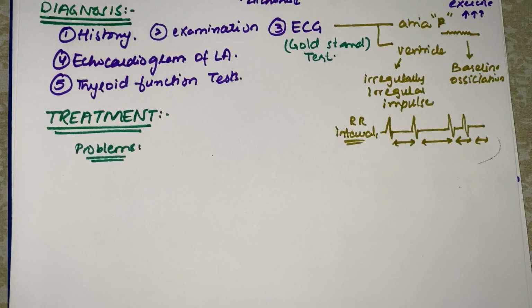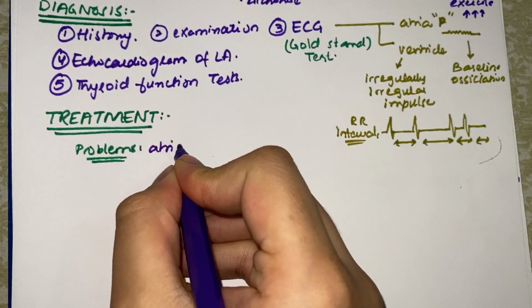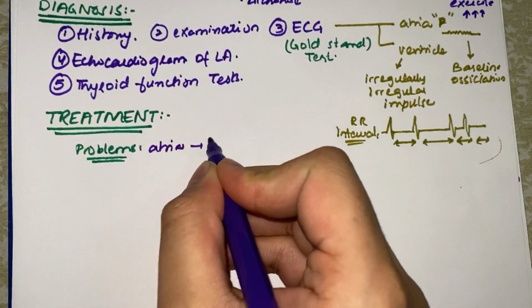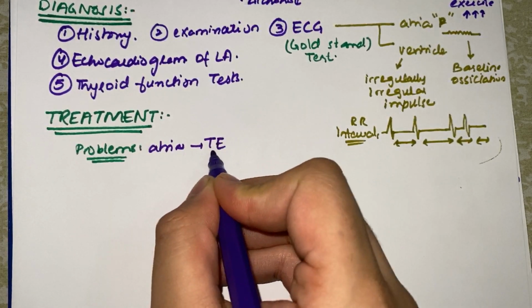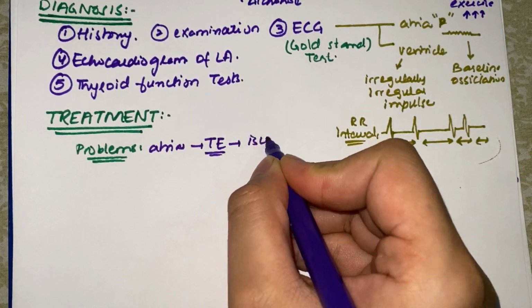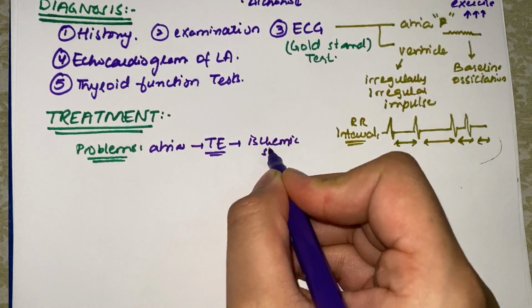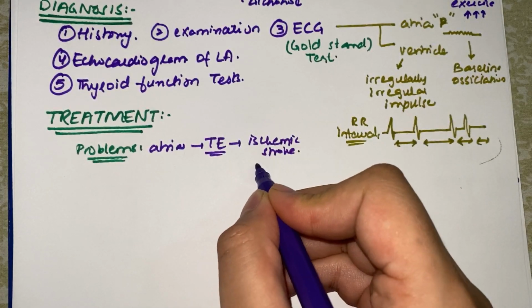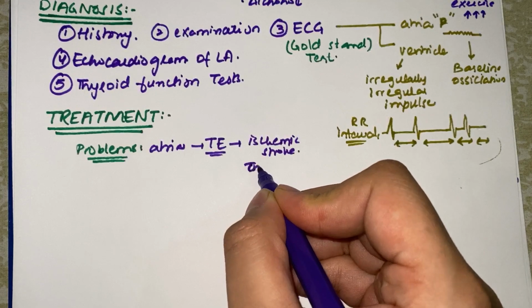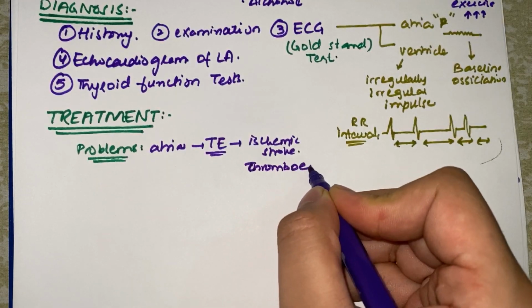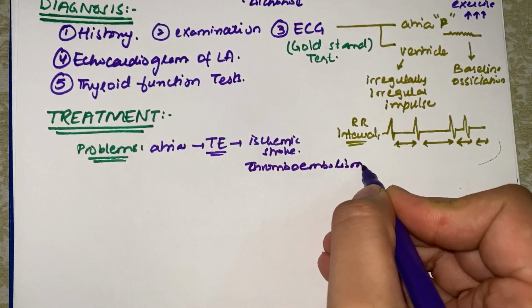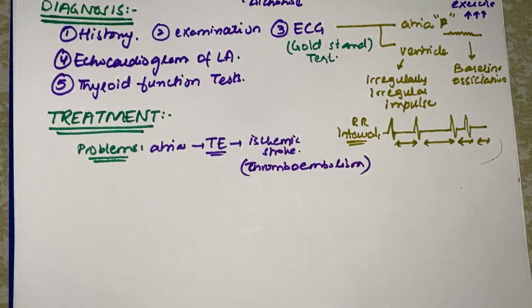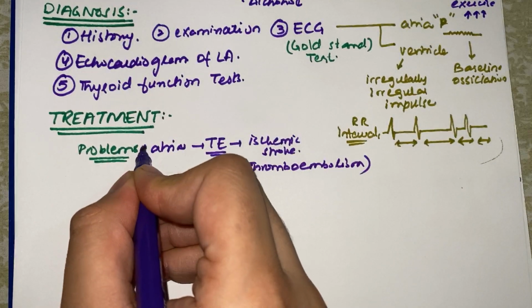The main problem that the patient is facing, first of all, is that because of pooling of blood within the atria, thromboembolism can occur and the patient can have ischemic stroke etc. So the main problem is thromboembolism, meaning clotting is there, so we have to go for anticoagulation in this problem.